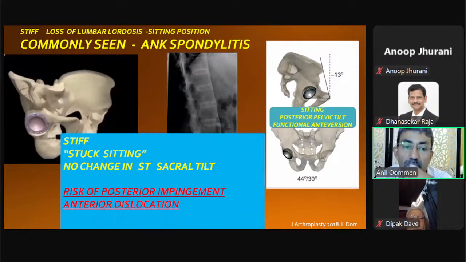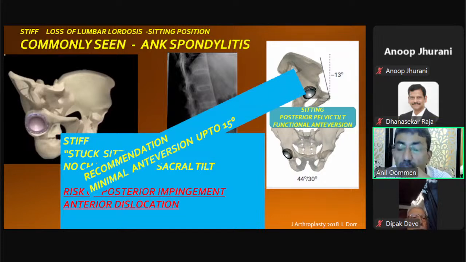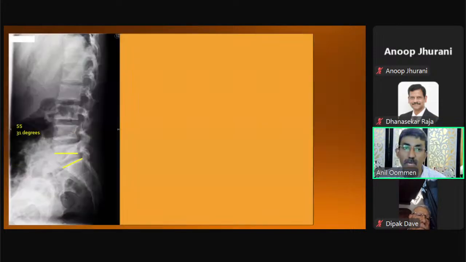So in a stuck sitting situation, there's no change in the sacral slope, and there is a risk of posterior impingement and anterior dislocation. We remember that there should not be a situation where we increase the anteversion of the cup. In fact, keep the anteversion as minimal as possible in order to prevent that posterior impingement and anterior dislocation. And this is what we have to bear in mind when there's loss of lumbar lordosis.